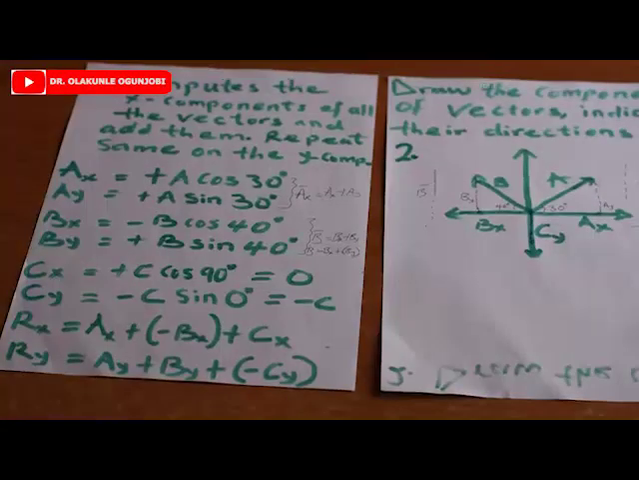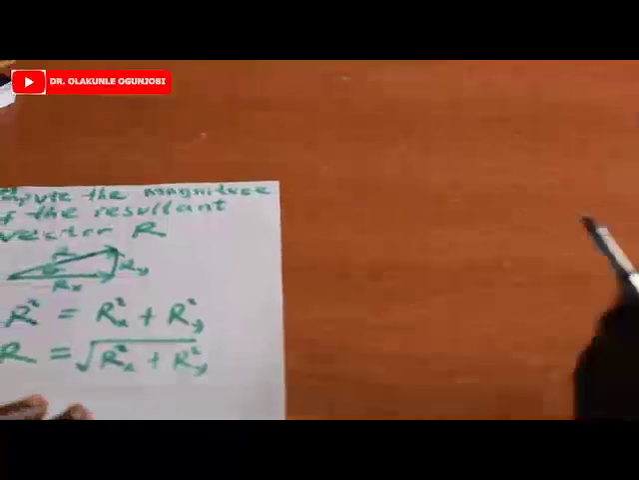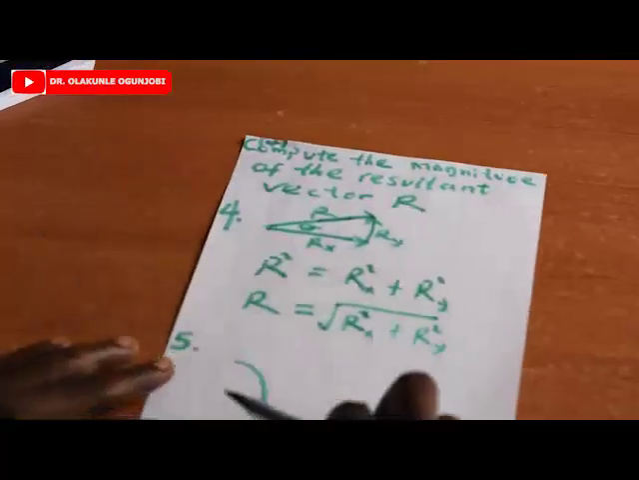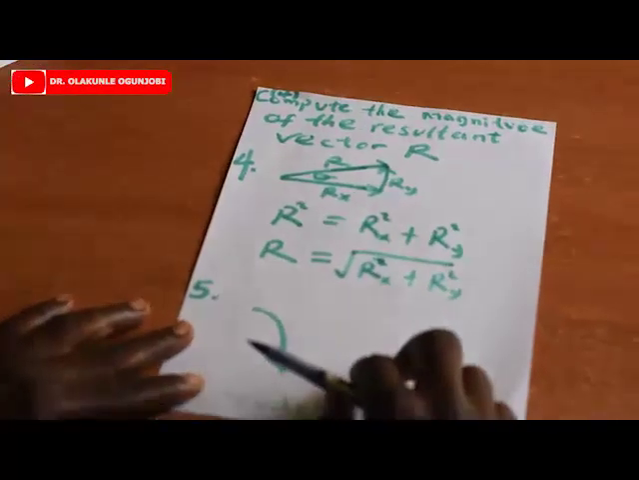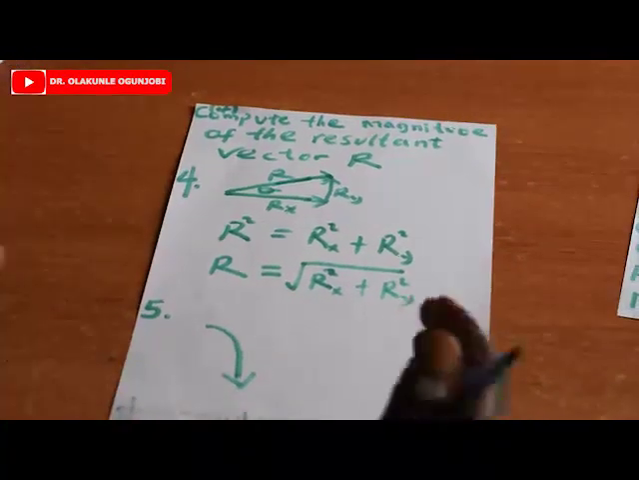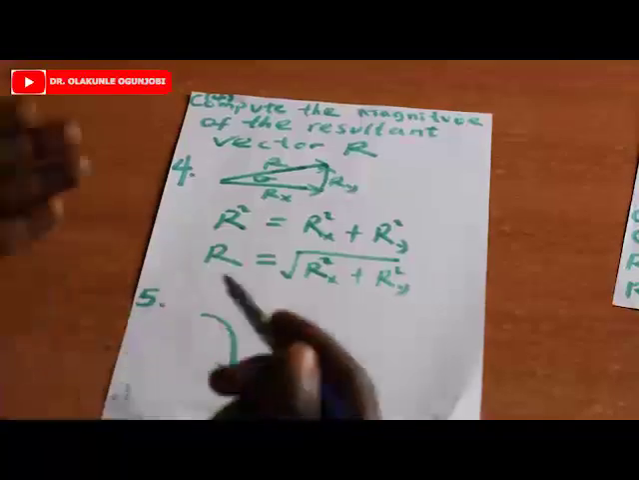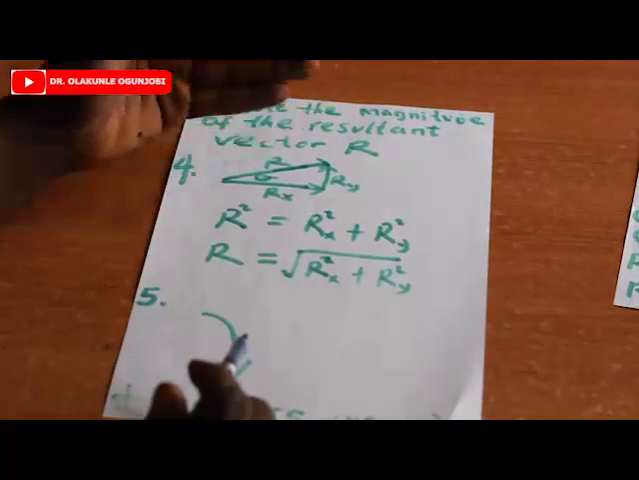Okay, so the fourth thing to do, in addition of vector using component, is that you can compute the magnitude of the resultant vector R in this manner. So this is what you have for the resultant vector.